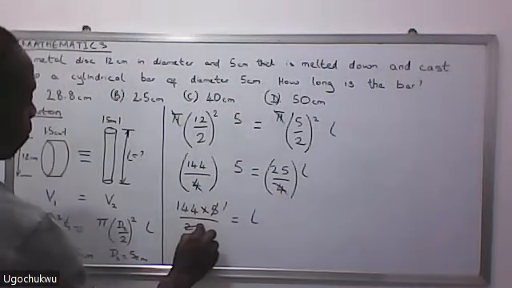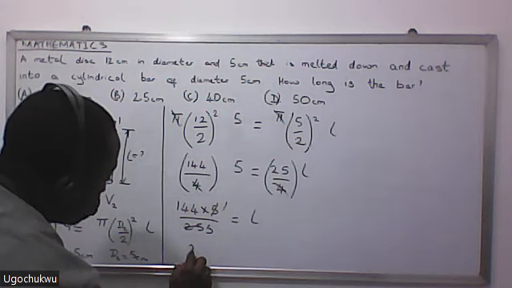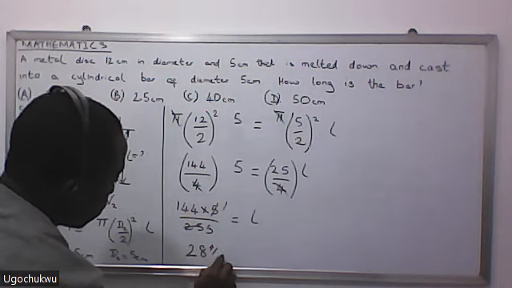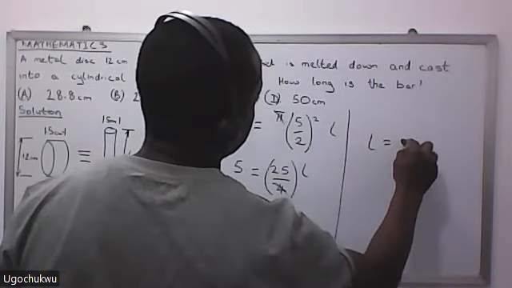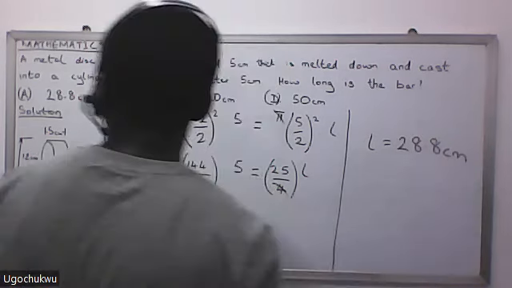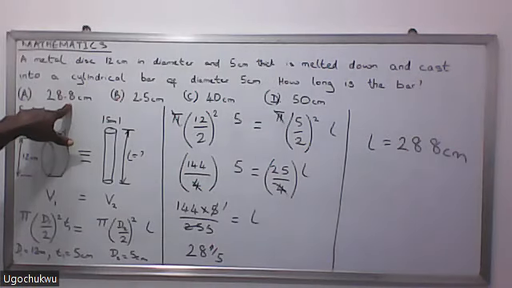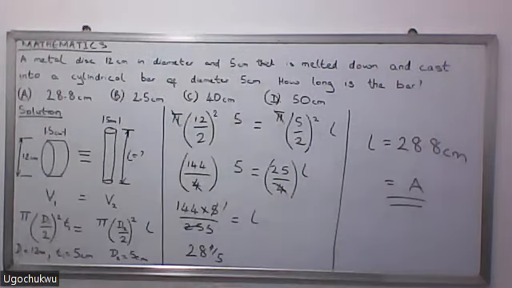So of course, 1 here, 5 here. And if you do 144 all over 5, you're going to get 28 4/5. And what is 28 4/5? We have L equal to 28.8 cm. And that's our answer, A. That's the solution to our problem. The cylindrical bar will have a length of 28.8 centimeters.